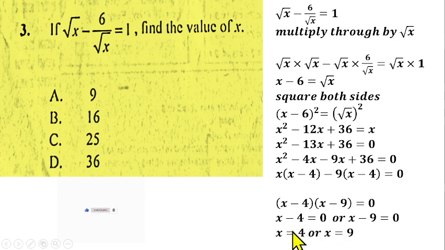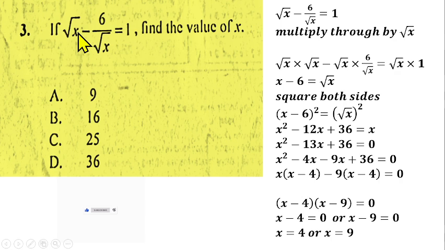So you have to pick one of these answers, because one of them is not valid. If you pick 4, the square root of 4 is 2, minus 6 over the square root of 4, which is 2. So you have 6 over 2 here, that gives us 3. Then 2 minus 3 will give us minus 1, which is not correct. But if you test 9, the square root of 9 is 3, minus 6 over 3.